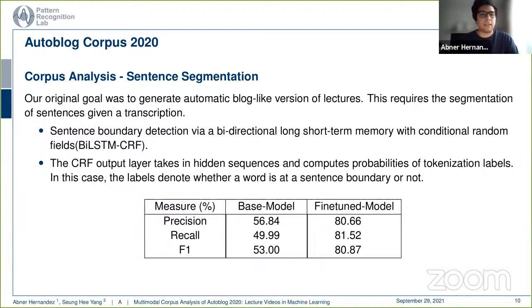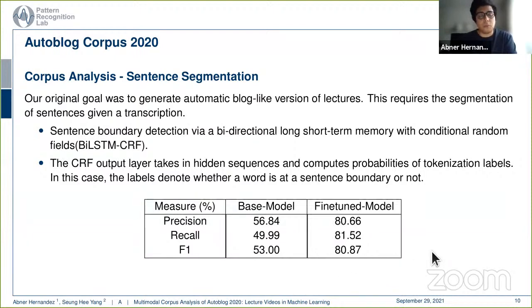model, which was an LSTM using conditional random fields, where the output computed probabilities of tokenized labels, where the label would denote whether the word was at a sentence boundary or not. Initially we took around 1 million sentences from the Tatoeba dataset of English sentences and just trained a model on that. Using just that outside data, you can see from the base model that the F1 score is not too good. It's just above 50%, which is okay.